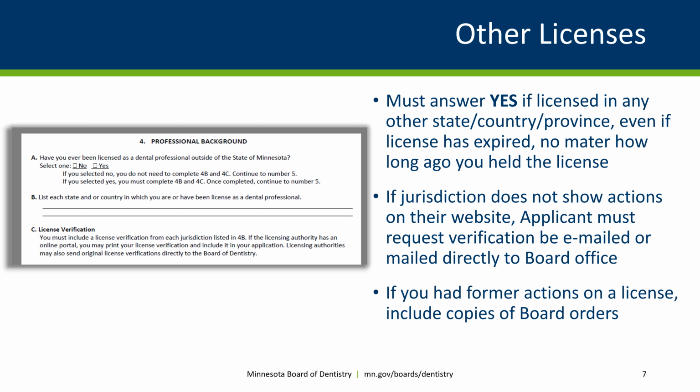If that jurisdiction does not show actions on their website, the applicant must request verification be sent directly to the board, either to our general email or mailed to our board office. If you have had former actions on a license, include copies of the board orders.